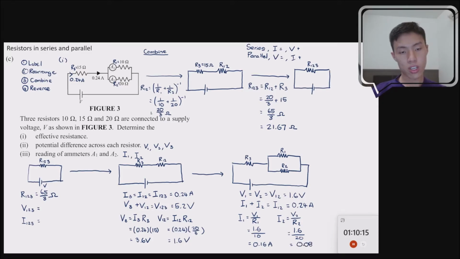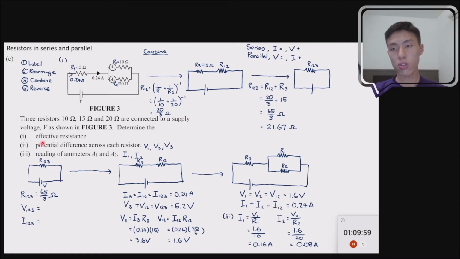Okay, so how to double check? We know that if I1 and I2 are added up, it will be 0.24. So 0.16 plus 0.08 is indeed 0.24. So it makes sense. I1 and I2, the values do make sense. And actually, this is the answer for question number 3.